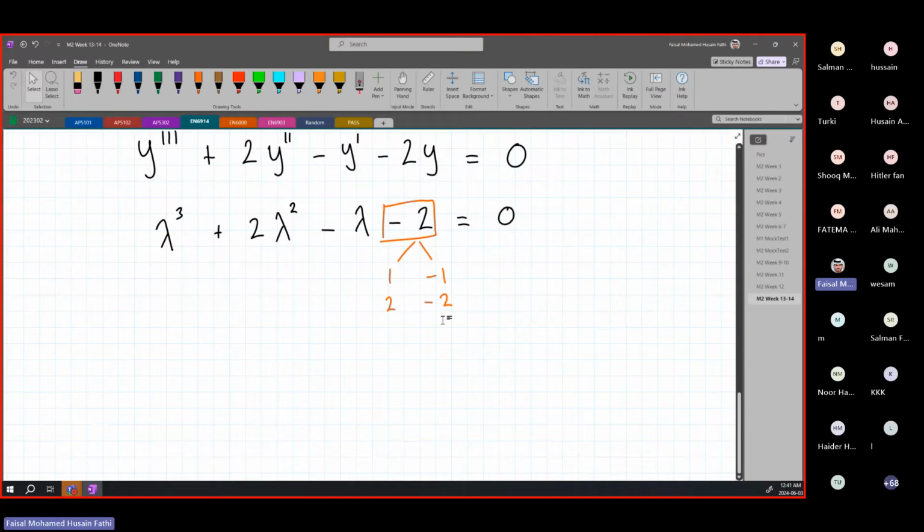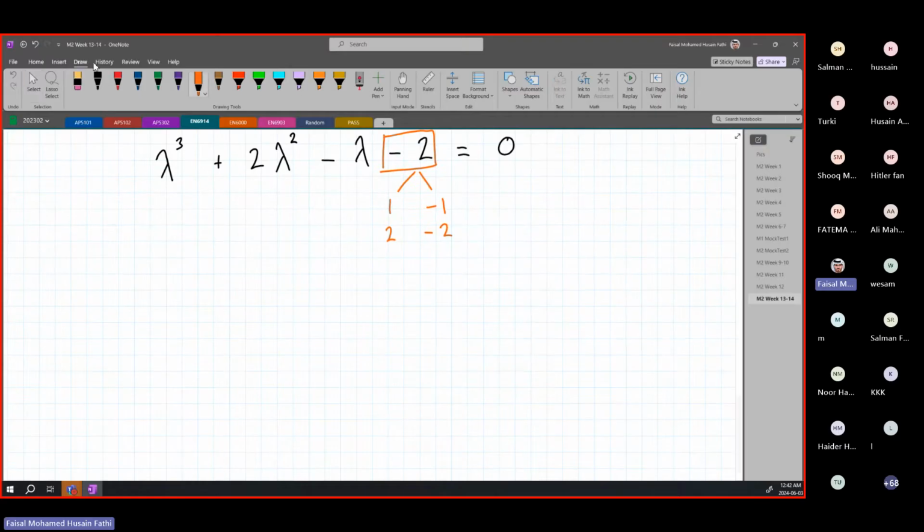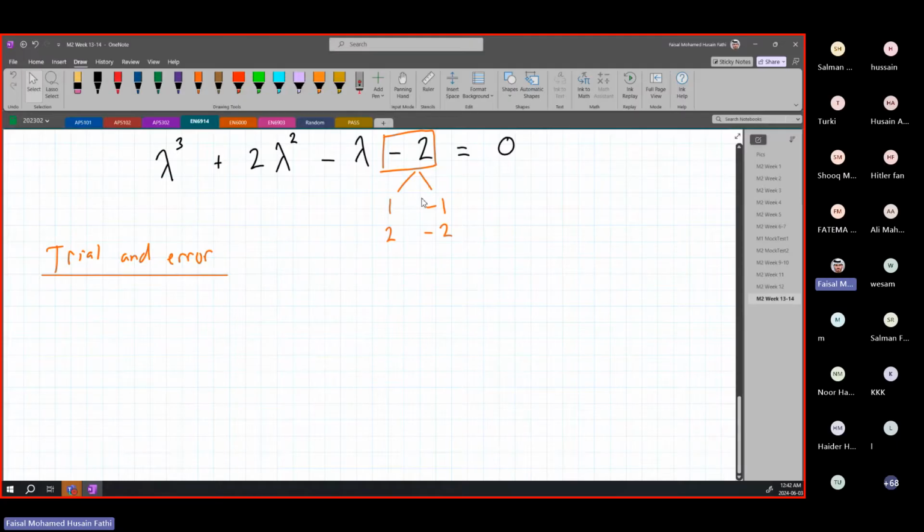So we are going to put the numbers in and test. What do I mean by that? We are going to take one of these numbers, plug it into the equation and see if it is equal to 0 or not. Now this is trial and error. Let's say, for example, I want minus 1. Let's say lambda equals minus 1. The idea now is we want to know if lambda equal to minus 1 is a root of this equation or not.